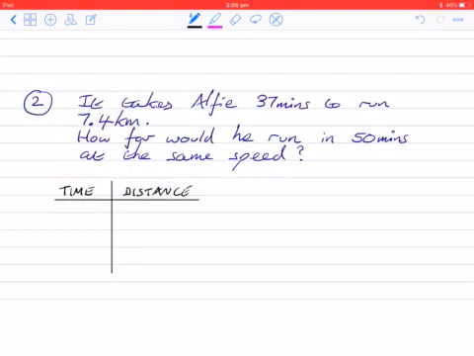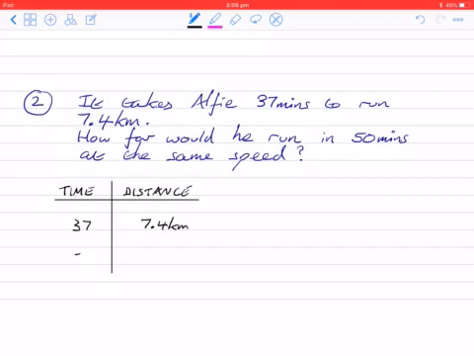Okay, so time 37 minutes, distance is 7.4 kilometers. Now, how far would he run in 50 minutes at the same speed? It's good to kind of guess a little bit. So 50 minutes is longer, so he should run further. So the answer should be bigger than 7.4 kilometers. That's a good way to check.